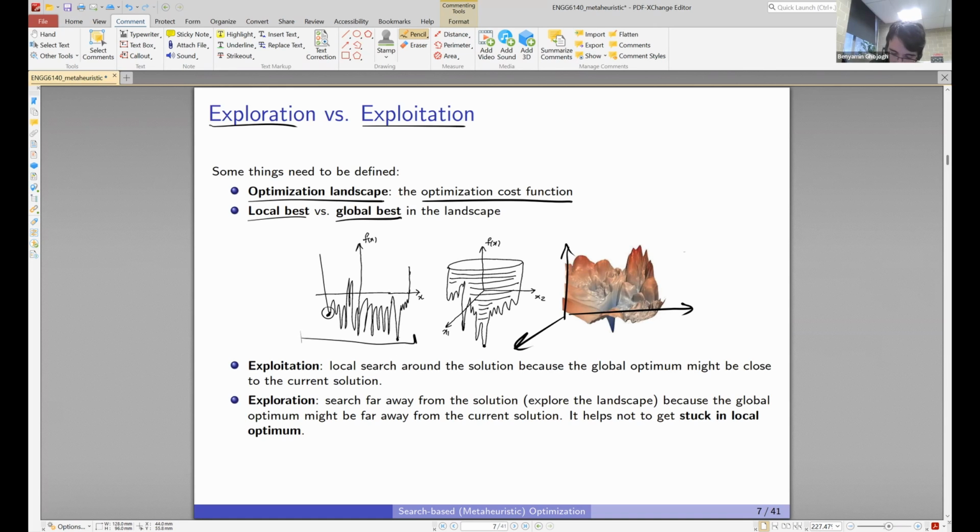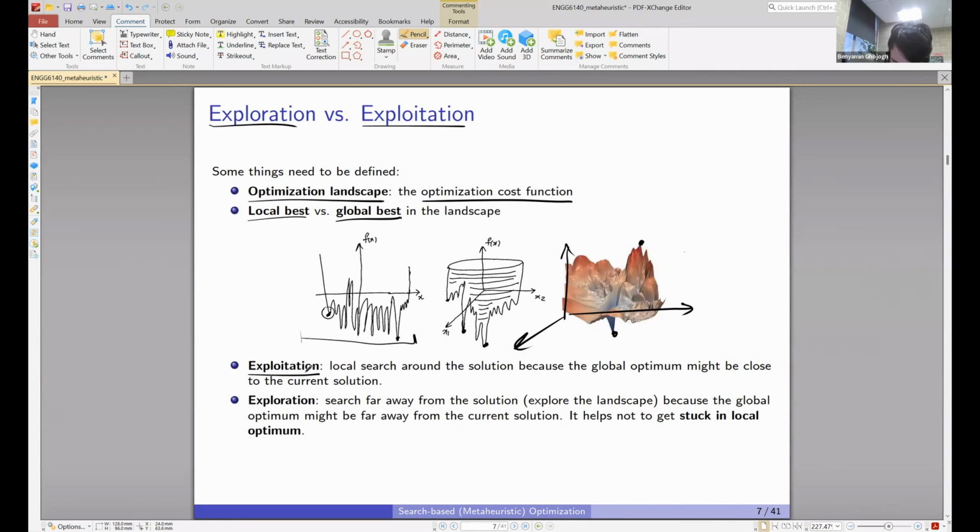So, for example, this is the global minimum. This is a local minimum. This is a local minimum. In this case, this is a global minimum and this is the global maximum, right? So we have local best, global best.